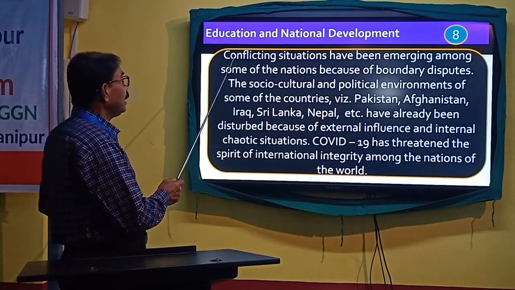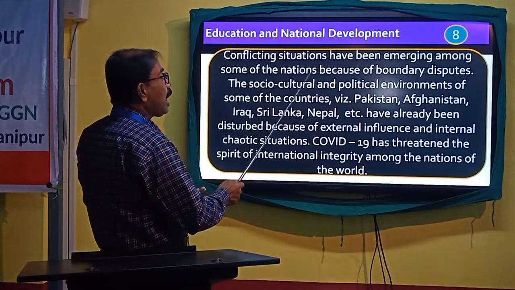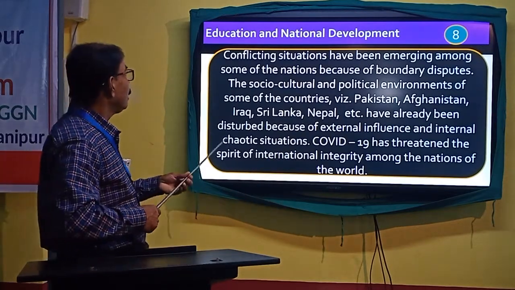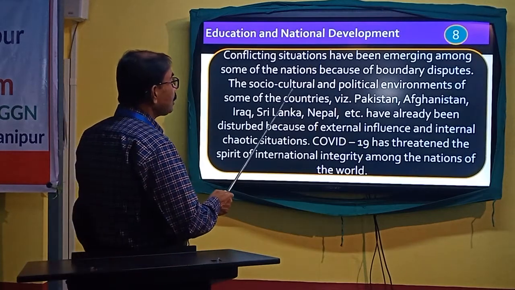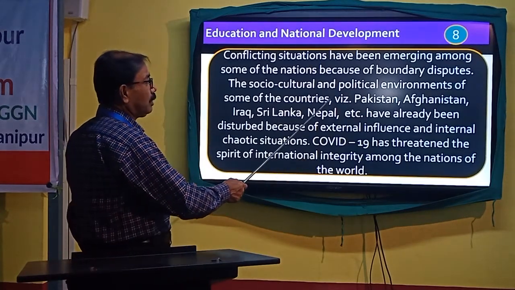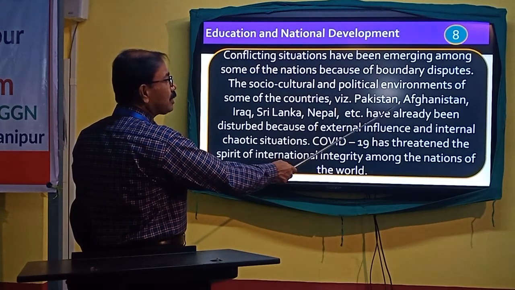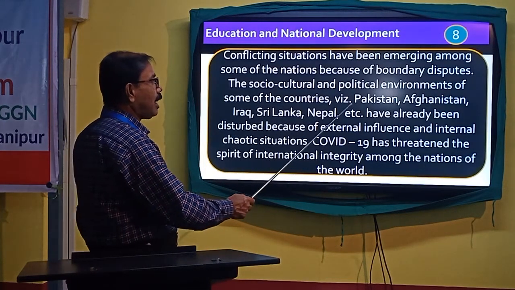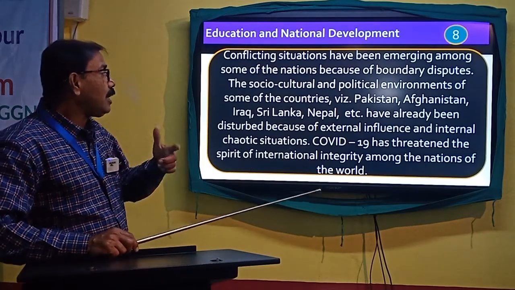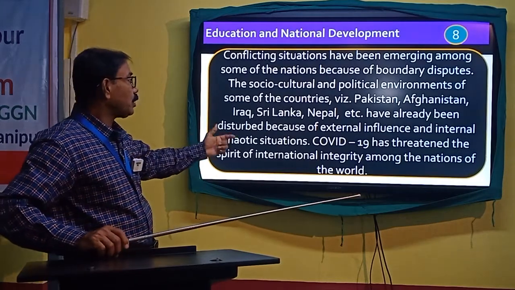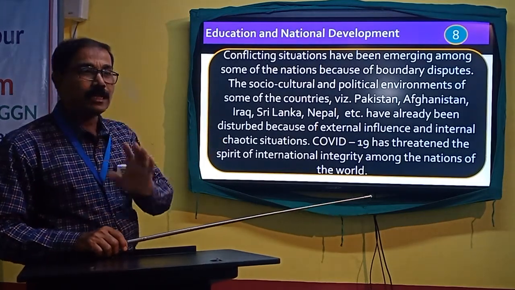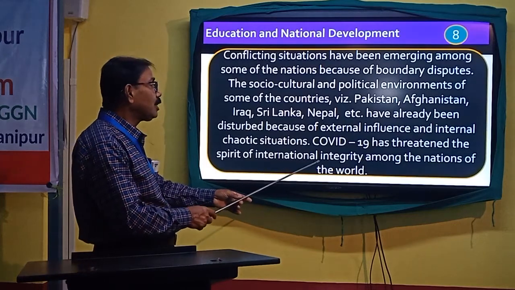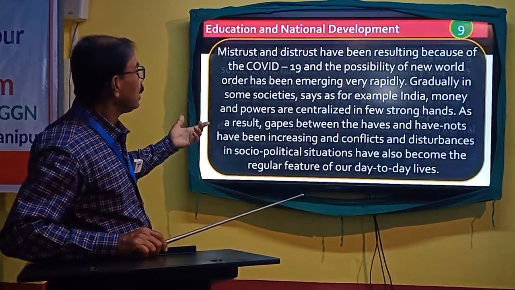And what happens as a result? Conflicting situations, as we have witnessed, have been emerging among some nations because of boundary disputes, like China and India, Pakistan and India. The socio-cultural and political environments of some countries, namely Pakistan, Afghanistan, Iraq, Sri Lanka, Nepal, etc., you know so well, have already been disturbed because of external influence and internal chaotic situations. And in such a situation, COVID-19 has threatened the spirit of international integrity among the nations of the world. Let us see the next slide.